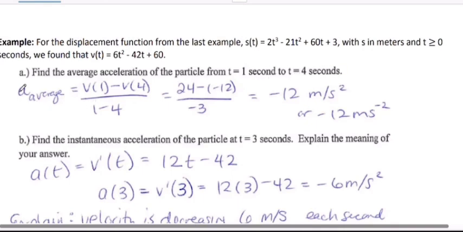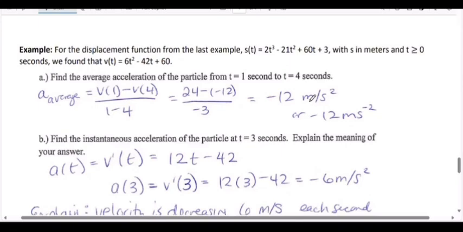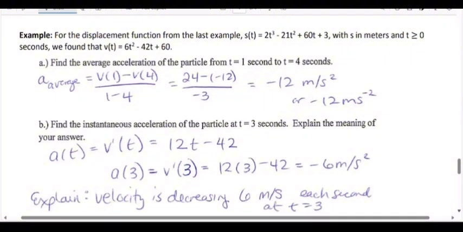So the average acceleration is going to be the change in velocity divided by the change in time. For the change in velocity, you plug in 1 and then you plug in 4. When you plug in 1, you have 24. When you plug in 4, you got -12, and the change in time will give you that. That's how we find the average acceleration, using this formula.